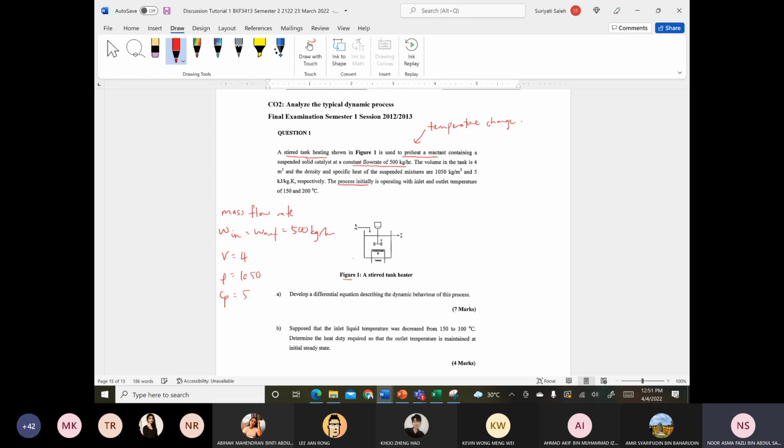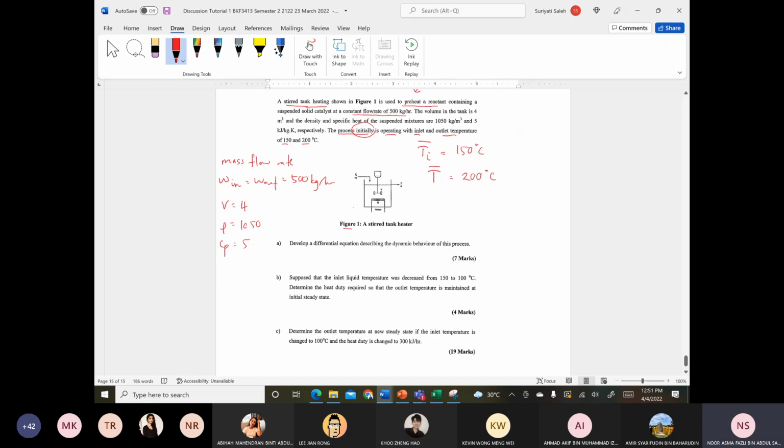The process is initially operating with inlet and outlet temperatures of 150 and 200 degrees C. The term is initially. Initially means the process at time 0. Time 0 means the value of Ti bar, Ti at the steady state, is 150 degrees C. And then the outlet temperature, T bar, equal to 200 degrees C. So this is the condition.